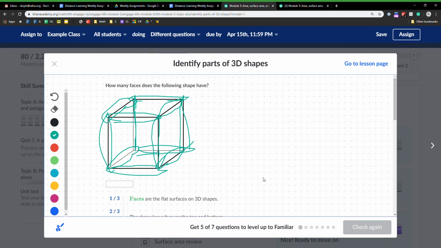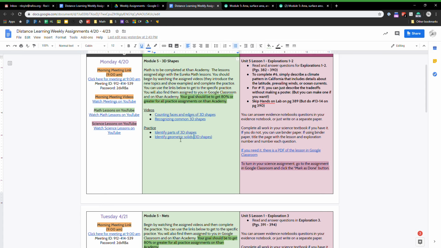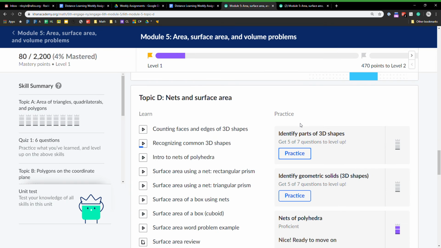If you're struggling with this, go find something in your house that's the same shape, and that will really help you. Using these pictures is sometimes hard. Another thing you could do is color code things. Use different colors and say, oh, there's one, and there's a second one. Using different colors can help you count them all as well. The next one was identifying geometric solids.